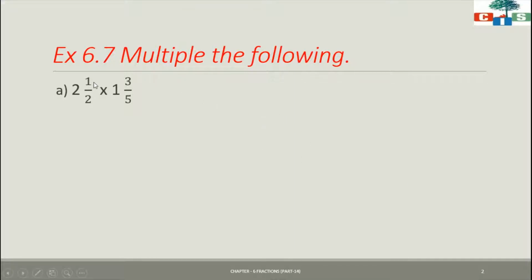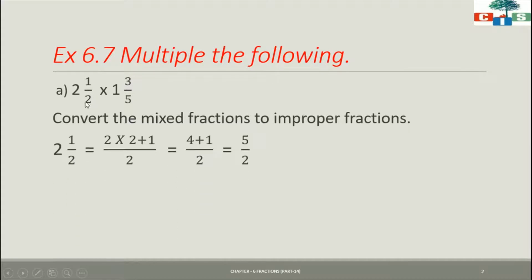First, I will take the first mixed fraction, that is 2 1 by 2, and convert it to an improper fraction. I will multiply the whole number 2 with the denominator, which is also 2, and then add the numerator 1. We keep the denominator as it is. So 2 2s are 4, plus 1 is 5, giving 5 by 2. So the improper fraction for 2 1 by 2 is 5 by 2.